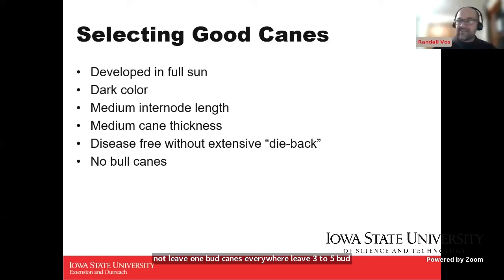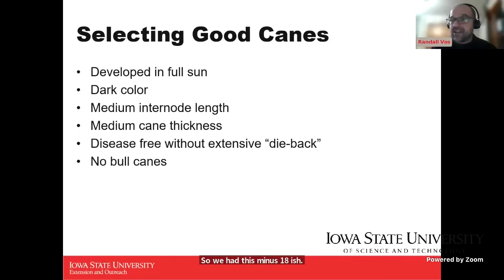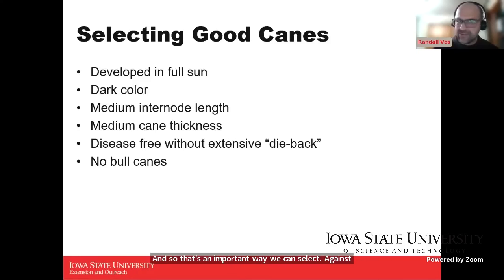So we talk all this about canes. Which ones are we choosing here? And really, it's one of those things where color does matter. And some of the generalities are the darker the color of that cane, there's a bark called periderm, the more sun exposed it is. And generally, canes that were in more sun have more clusters on them the following year and are more cold hardy. So we had this minus 18-ish. The canes that are pale in color are more likely to be damaged than the ones that are dark in color. And so that's an important way we can select against these canes that are predisposed to winter injury.